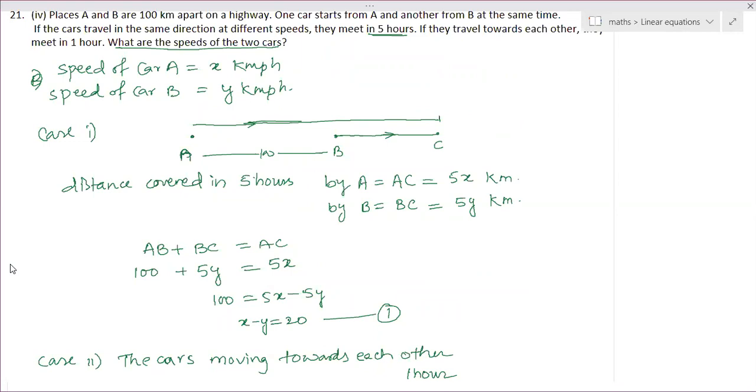Ma'am, I got x as 40 and y as 60. No, you got it reversed. X is 40 and y is 60? No. X minus y is 20, so x should be greater.